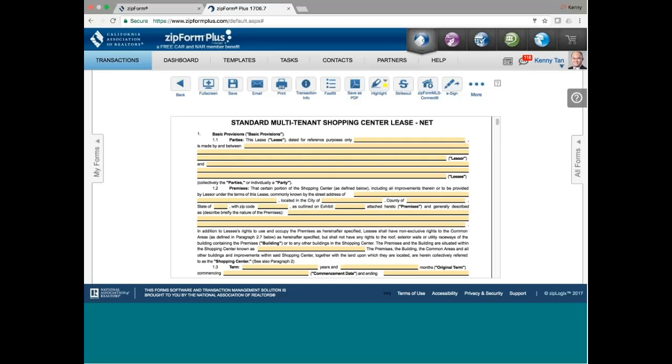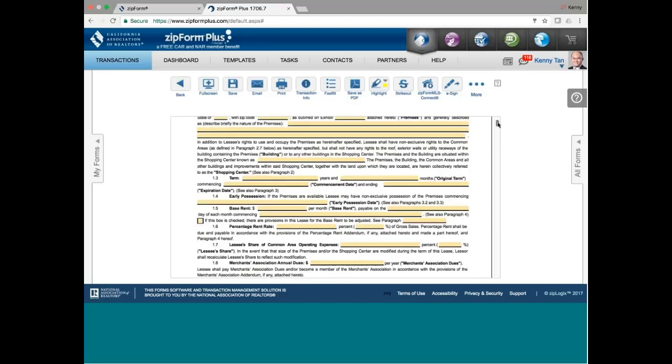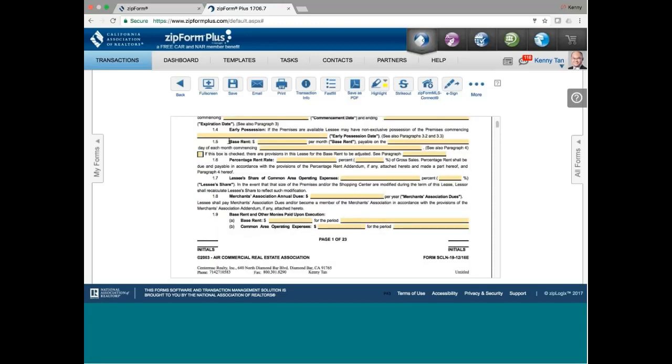Okay, and then you have the general description that tells you the nature of the premises. And this is a shopping center lease. A shopping center lease. This is standard, early possession, base rent. This is something you guys have not seen before until now. This is the first time among all the different forms that we've seen that has percentage rent rate here.